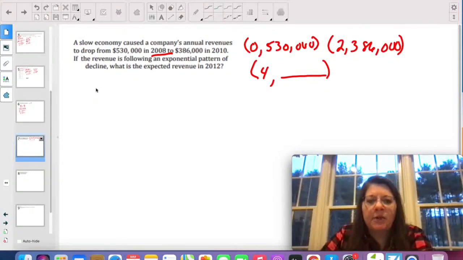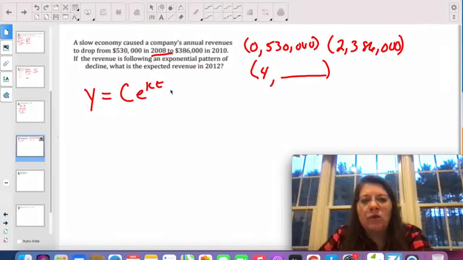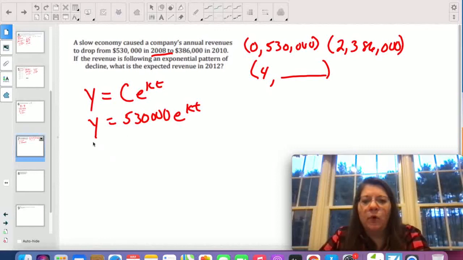We know that the exponential growth and decay equation is y equals ce to the kt. We've derived it many times already. So we can now use this as a formula to solve one of these problems. And what they're basically telling us is at time 0, our initial amount is $530,000. So this will be our c value, giving us a formula for this specific situation. Now, we will have to figure out what k is in order to be able to answer our question.